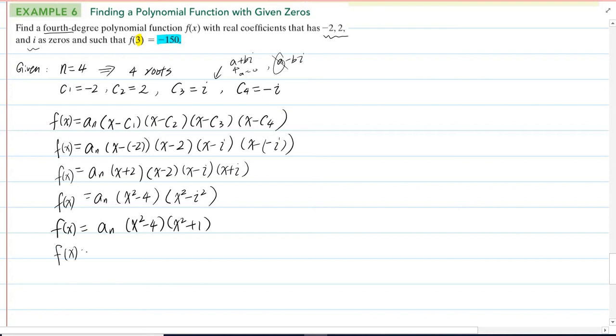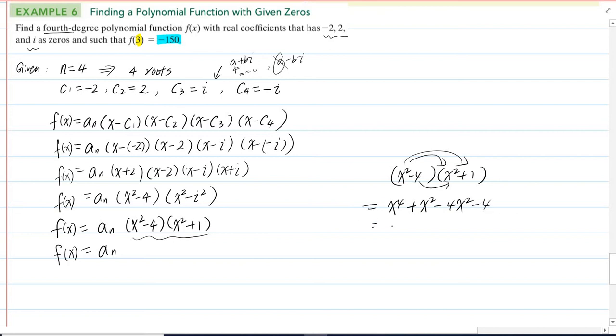So we want to expand this a little bit further. We're going to have f of x equal to a sub n times this product. For this term, let's go ahead and do it on the right side, using the FOIL method. Here we're going to have x to the 4th power plus x squared, then minus 4x squared, then minus 4. Simplifying, you're going to get x to the 4th power, minus 3x squared, collecting like terms, and then minus 4. So we're going to rewrite this right here: x to the 4th power minus 3x squared minus 4.